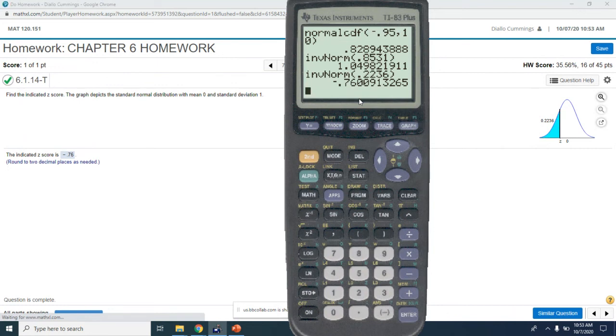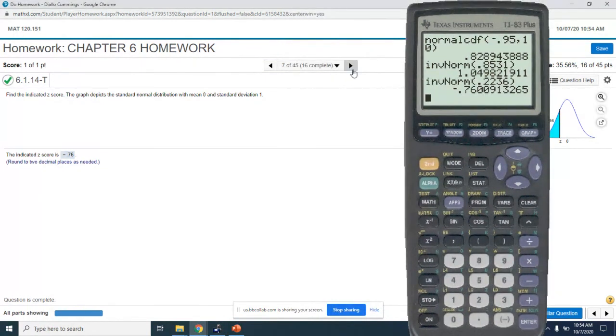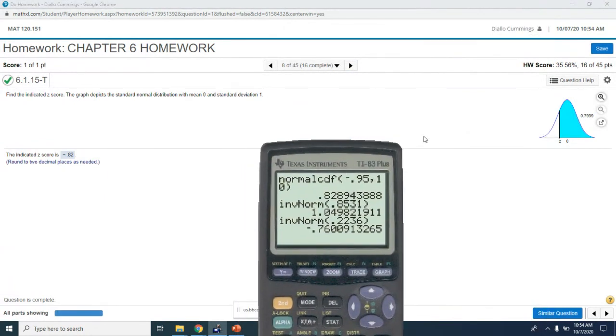If I'm not giving any shade at all, I simply put in the value. If I'm given the area and it's shaded to the left, because remember this inverse normal as well as the CDFs, they calculate area to the left, I also put in that area, 0.2236. This is where you're going to start to run into a problem for these type problems. And the reason why we're running into a problem, because here again, we're given the area and we're asked to find the z-score. When I use the inverse normal, it gives me the area only to the left.